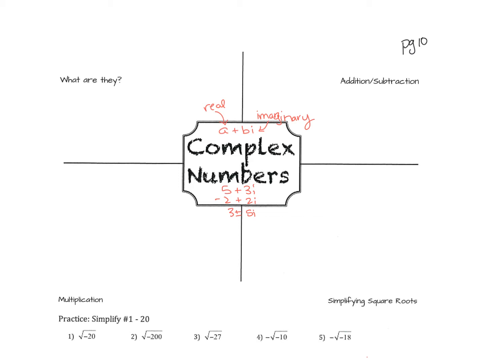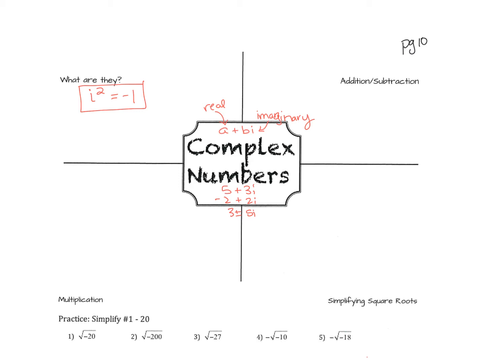So what is this imaginary number? Well, i squared equals -1. So this imaginary number isn't a variable, it's i. And i squared is equal to -1.